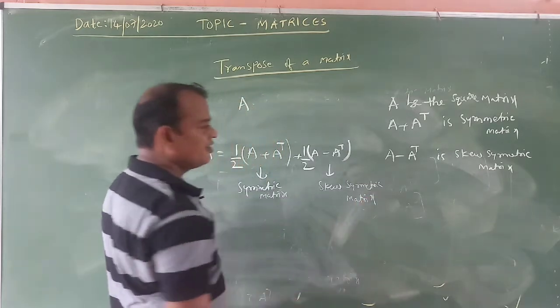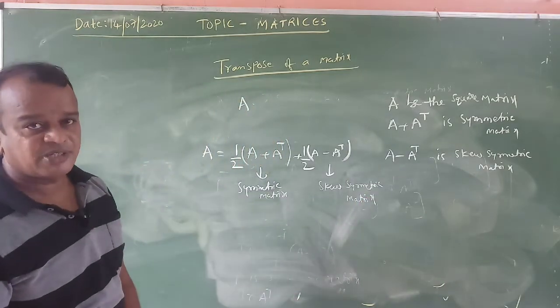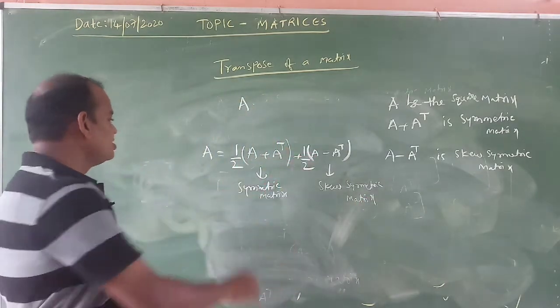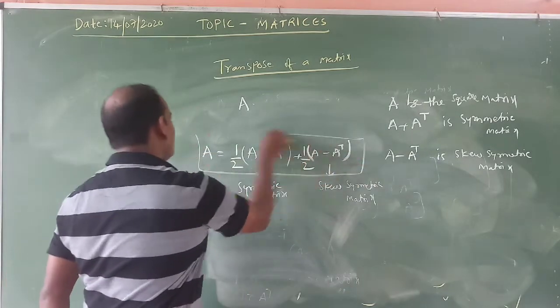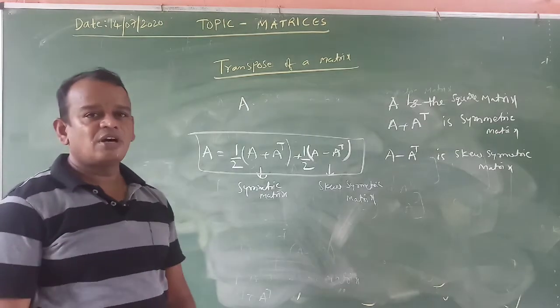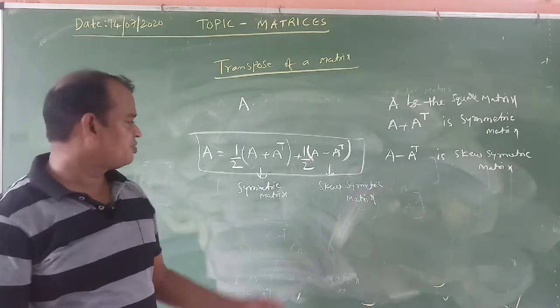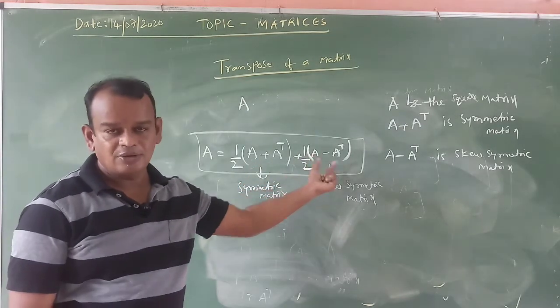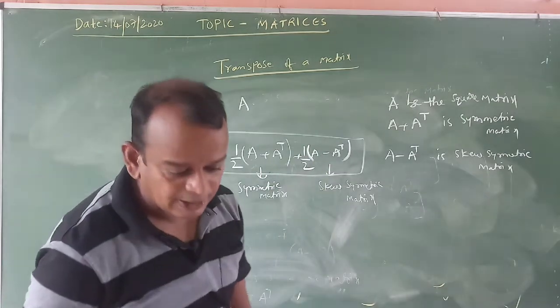Now, one matrix is given. To express it as the sum of a symmetric and a skew symmetric matrix, this is the formula: A is equal to half into A plus A transpose plus half into A minus A transpose. First we find this value, after that this value. We will do one problem on that.